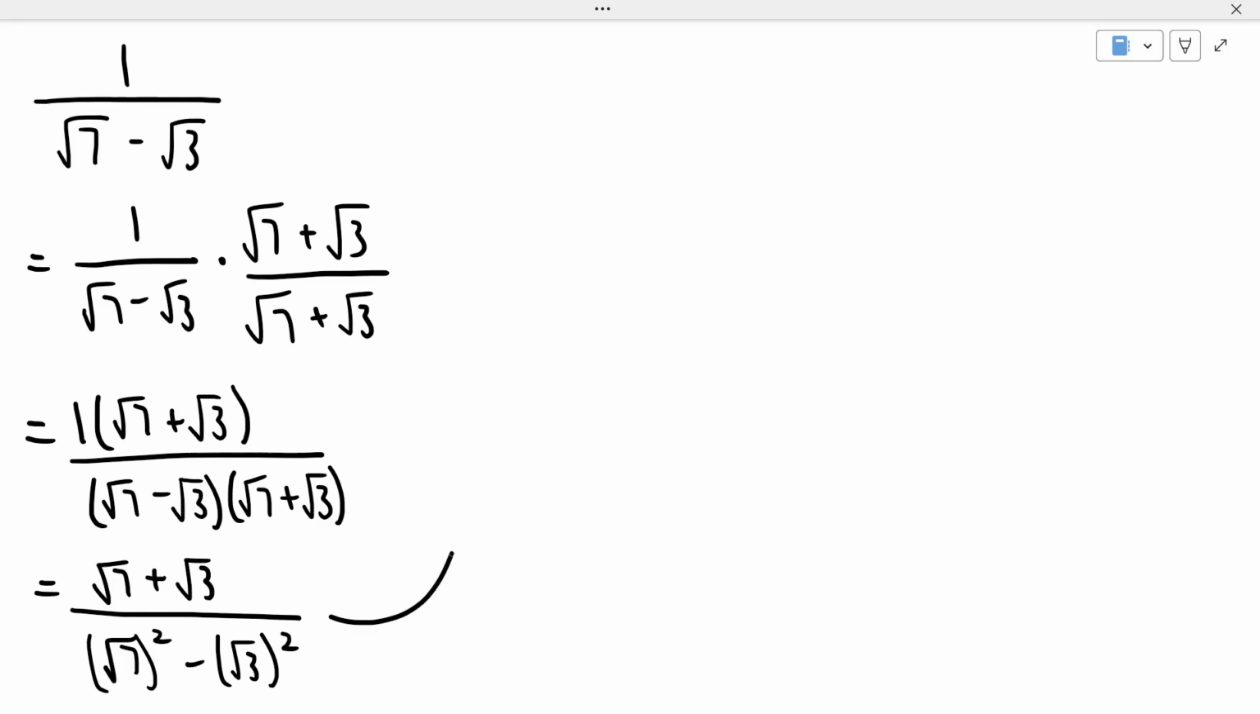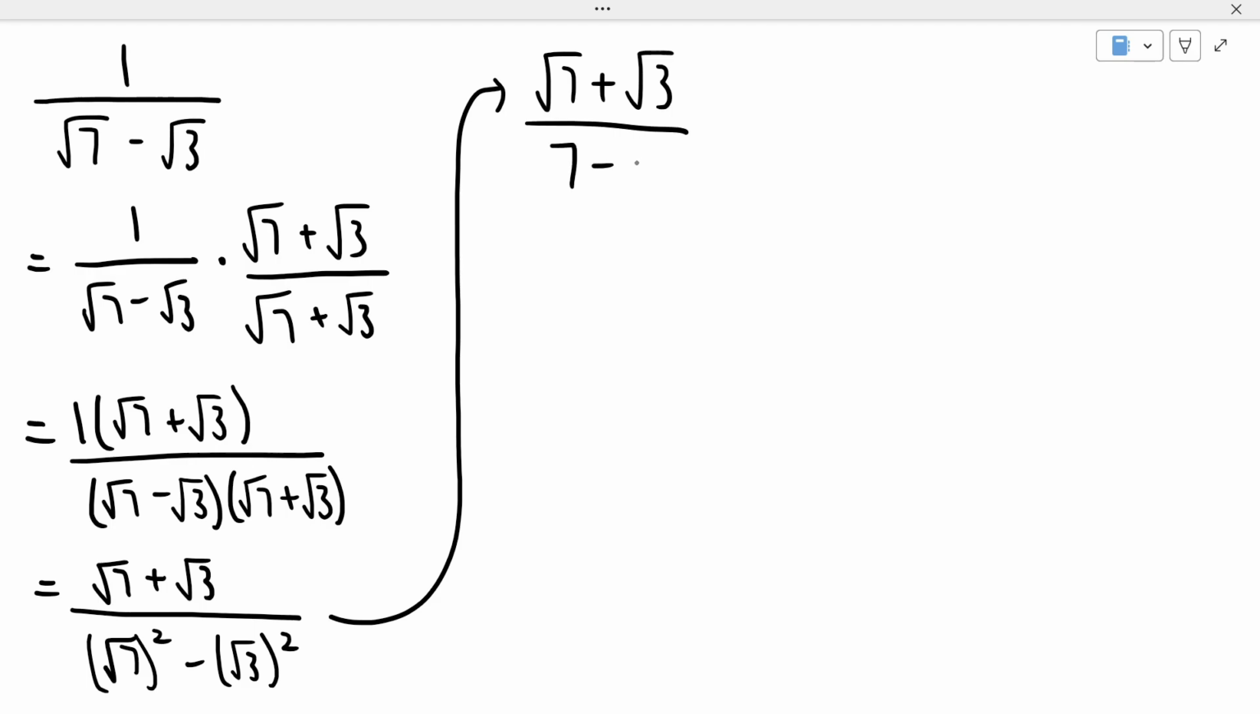So this expression can be further simplified as the square root of 7 plus the square root of 3 divided by 7 minus 3. And the 7 minus 3 just equals 4, so this equals square root of 7 plus the square root of 3 over 4. And this expression is considered simplified since there are no longer any square root terms in the denominator.